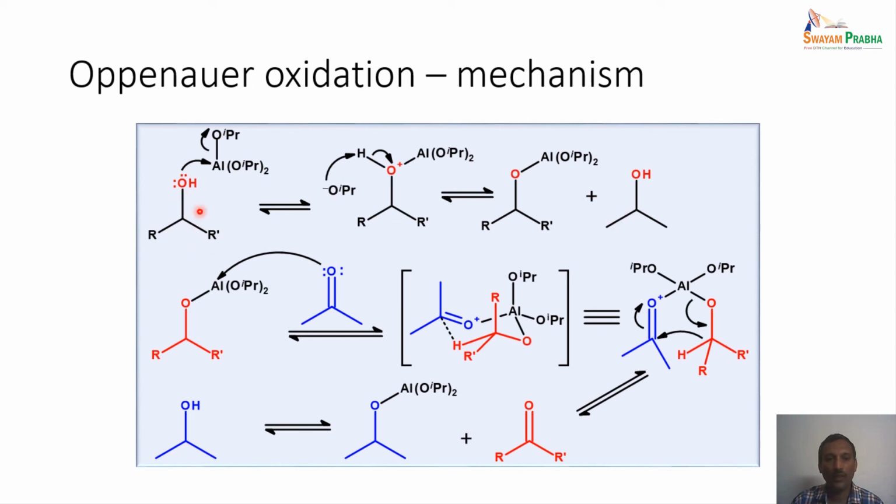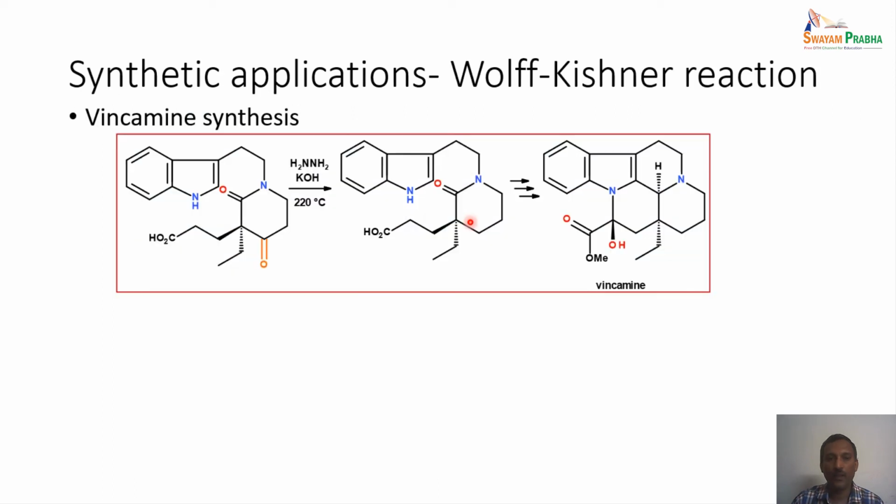In the overall case, the starting secondary alcohol is converted to the ketone as shown here. So this is the overall mechanism, and this 6-membered state is written to conveniently see how the actual electron transfer takes place. Now let us look at some of the synthetic applications of this reaction.